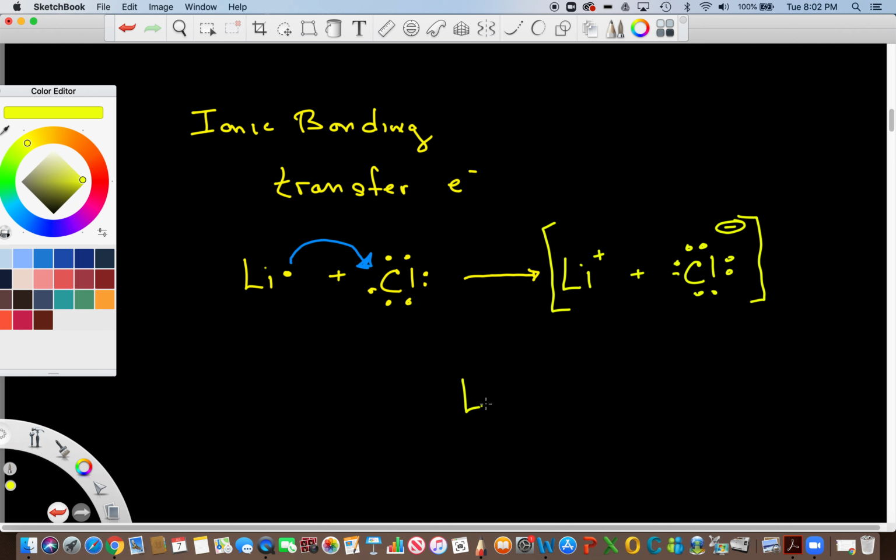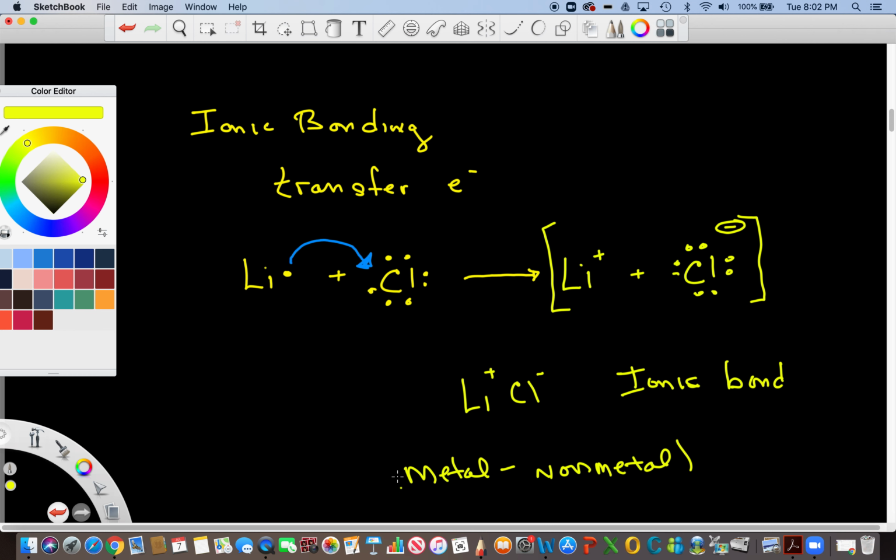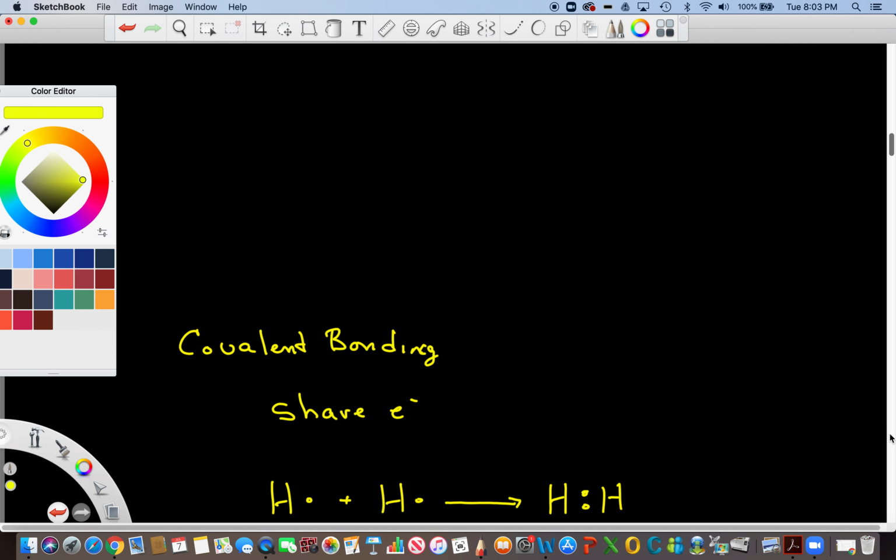And then normally we would write lithium with a plus charge and chloride with a minus charge for our ionic bond. And we remember an ionic bond is usually a metal bonded to a nonmetal. And that will hold fairly true in organic chemistry also. And these normally form nice crystal lattices.